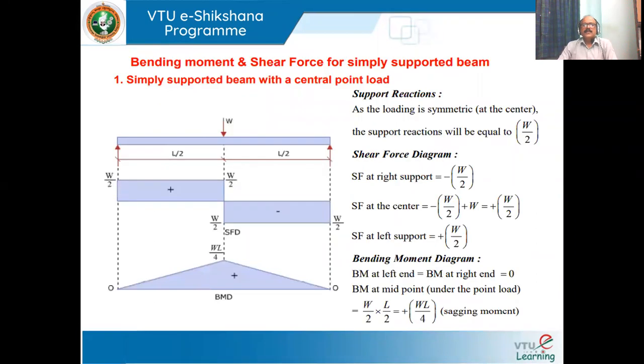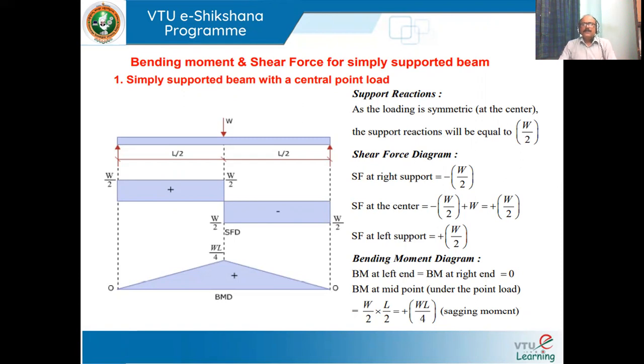So now I'll consider different standard cases of drawing shear force and bending moment diagrams. To start with, let us consider a simply supported beam with a central point load, that is nothing but point load at the center. Now if we consider supports, we can name them anything. End supports, and the load is acting at the center and total distance is L. So that load will be at a distance of L by 2 from either end.